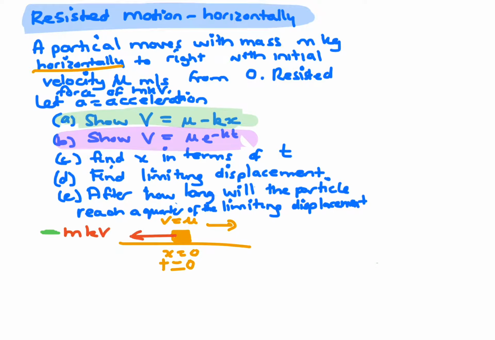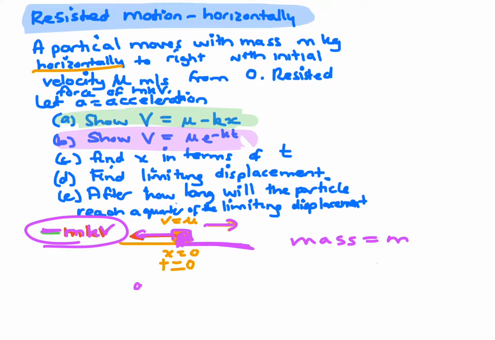Resisted motion horizontally. Okay, so with this, a particle moves with mass m kilograms, and it's moving horizontally to the right. So there's my little diagram down there. The resisted force is minus mkv because it acts against the motion. That's why it's negative. It starts at O and it's moving in this direction.